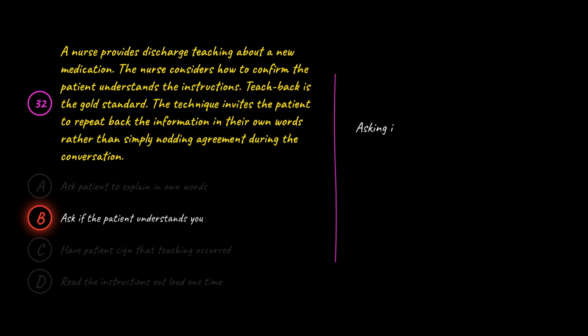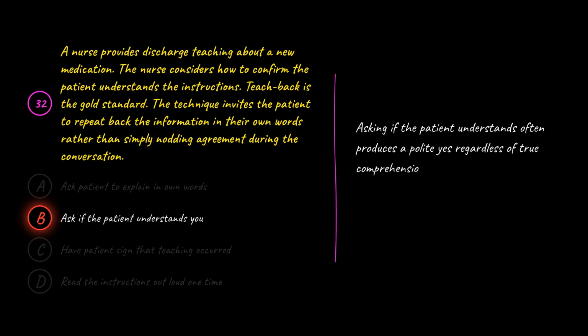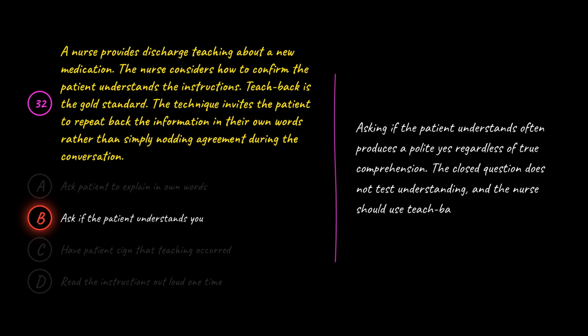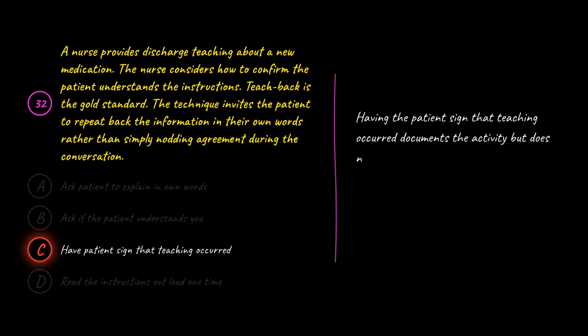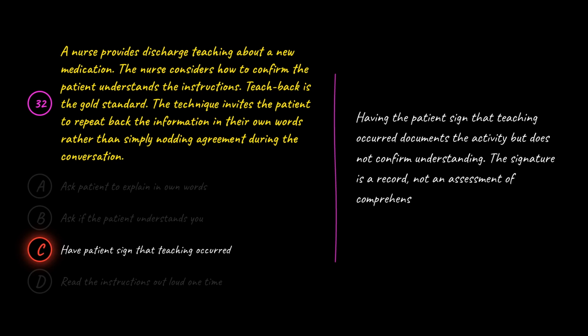B is wrong because asking if the patient understands often produces a polite yes regardless of true comprehension. The closed question does not test understanding, and the nurse should use teach back instead to check learning more accurately. C is wrong because having the patient sign that teaching occurred documents the activity but does not confirm understanding. The signature is a record, not an assessment of comprehension, and the nurse must use teach back to check learning.